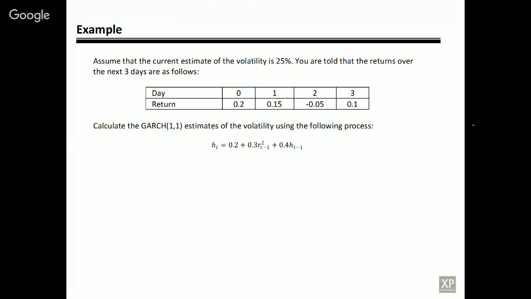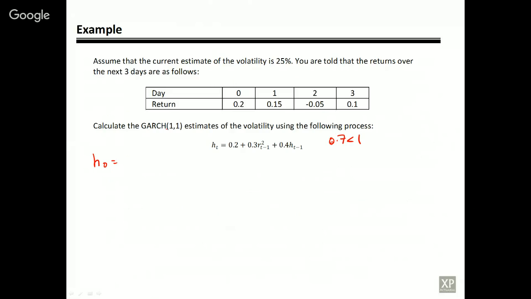So we'll go over an example. Assume that the current estimate of volatility is 25%, and you're told that returns over the next 3 days are as follows. And you're given a GARCH(1,1) estimate of volatility. So we can show 0.3 plus 0.4 is 0.7, which is less than 1. So this process is stationary.